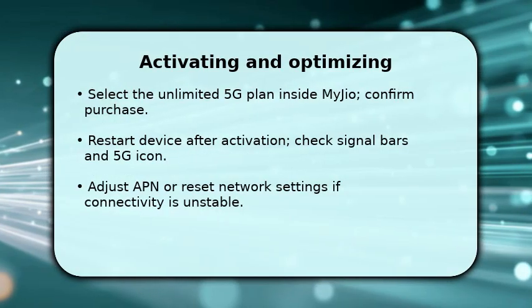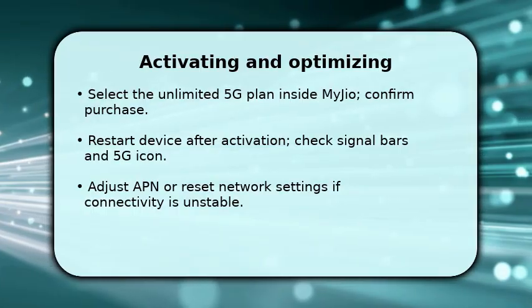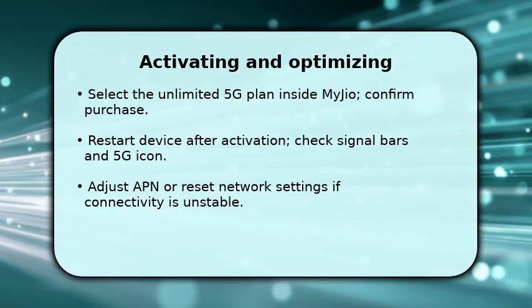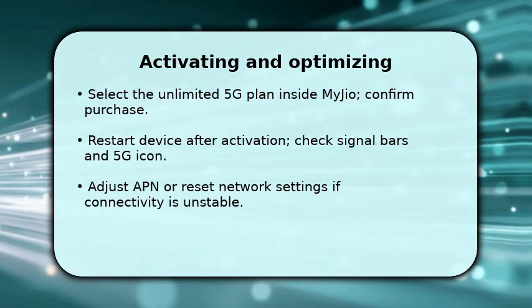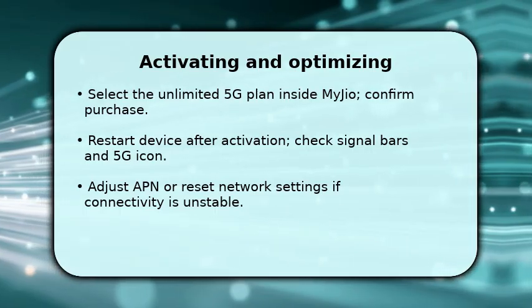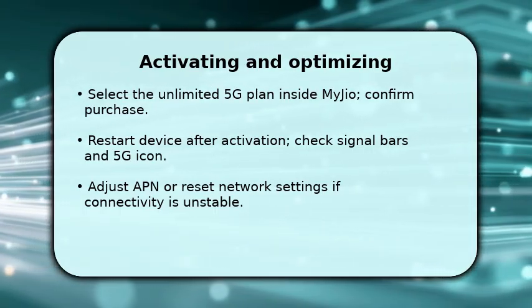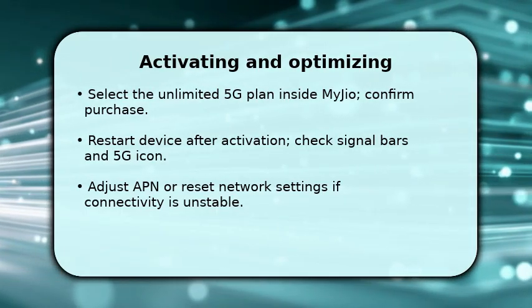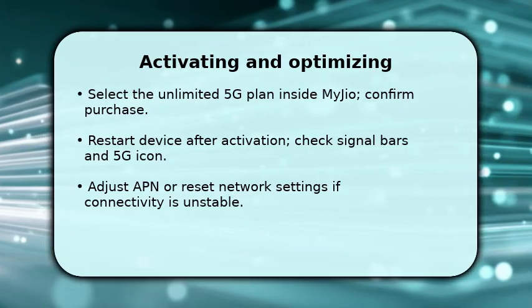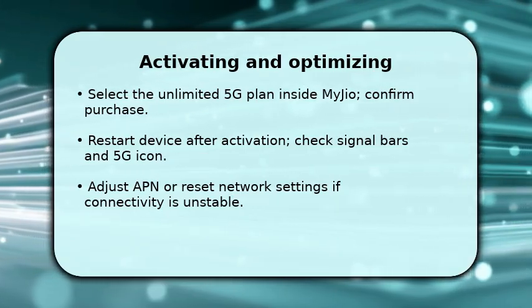In My Jio, choose the unlimited 5G offer, review data and speed details, then confirm the purchase. Authorize payment when prompted. Once your plan is active, restart your phone. This forces the SIM to re-register on Jio's 5G core. Check for a 5G icon and good signal strength.